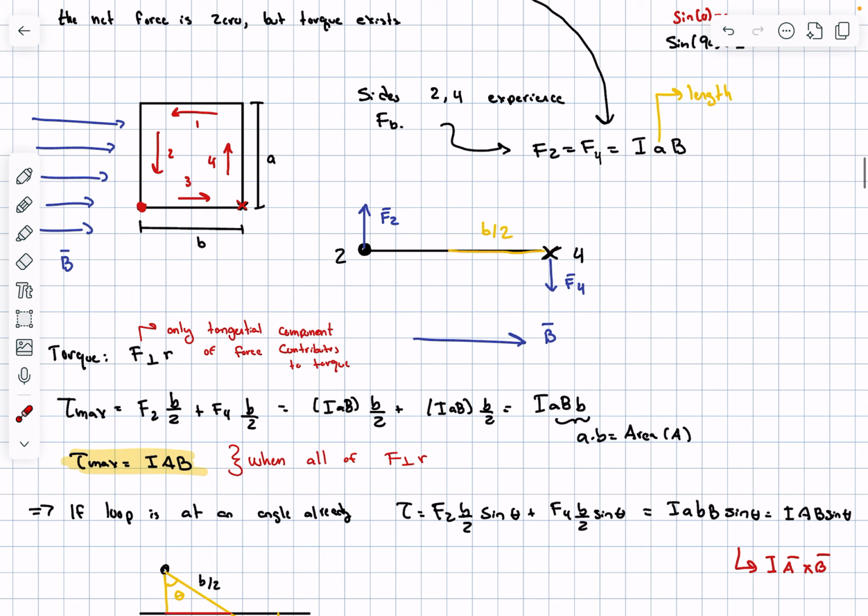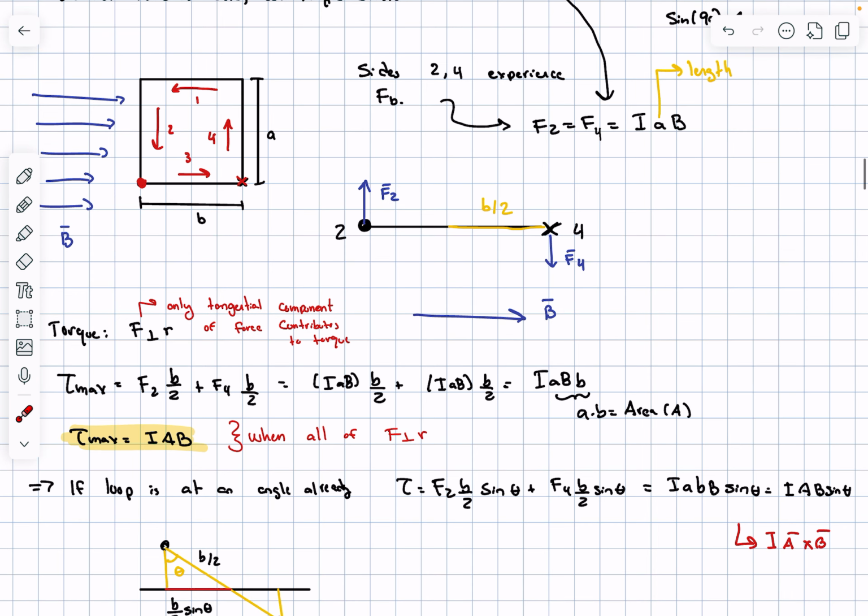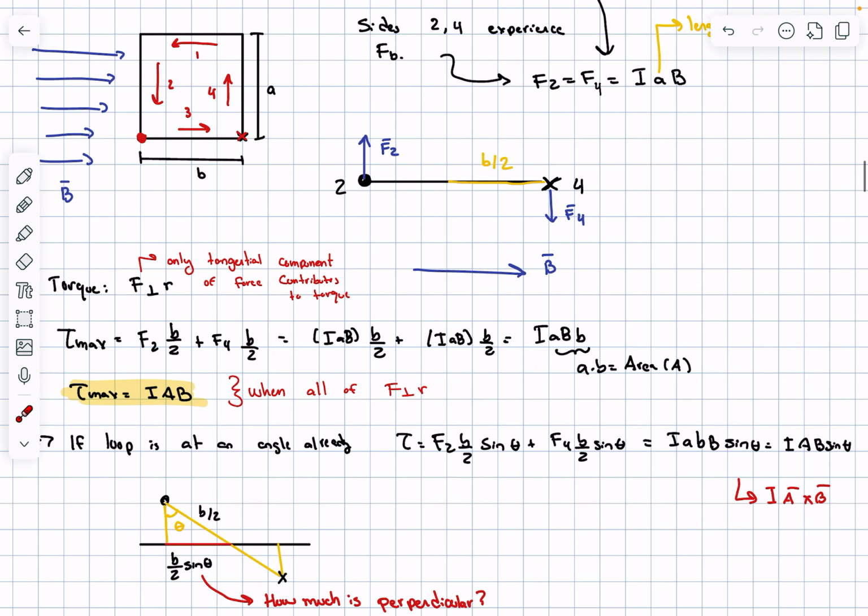Now, if you remember, the torque is equal to F tangential times R, the radius, where only the tangential component of the force contributes to the torque. In this scenario, the radius is tangential to the force. So all the force is tangential to this radius here, so we're going to have our maximum torque. T max is going to be equal to F2, which is this one, times b over 2, the radius, from here to here, b over 2, plus F4 times b over 2.